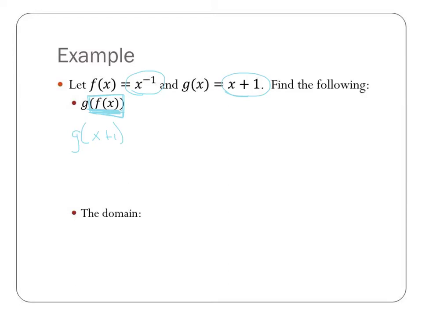Actually, nope, I did that backwards. Let's try that one more time. This is going to be g of x to the negative 1, which is going to be x to the negative 1 plus 1. And we're going to send that x to the bottom and get 1 over x plus 1. So now, when we go to do the domain, we started with the domain of all reals except 0. And if we look at this, that's the same domain that we're going to keep here.